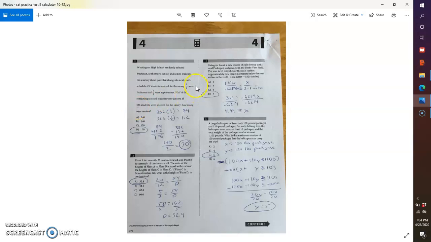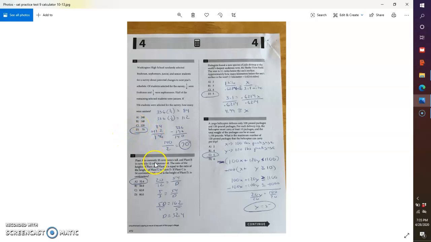1/4 of the total were freshmen. So 336 times 1/4, or dividing it by 4, we can do that in our calculator, is 84. 1/3 of that 336 is 112 when we put that in our calculator. So there's a total of 196 freshmen and sophomores, which means out of 336 students, we subtract that 196 out, we're left with 140. And now half were juniors, half were seniors. So there's 70 juniors and therefore 70 seniors.